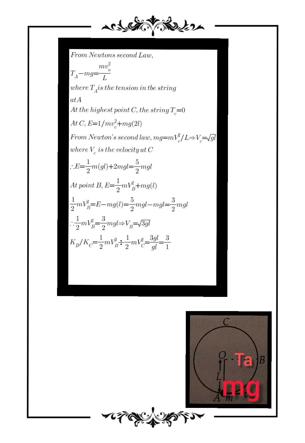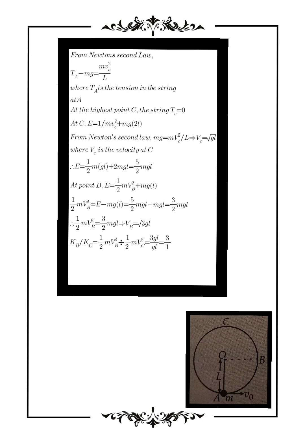From Newton's second law, it can be observed that TA minus mg is equal to m v0 squared by L, where TA is the tension in the string at A. At the highest point C, the string slackens as the tension in the string TC becomes 0.